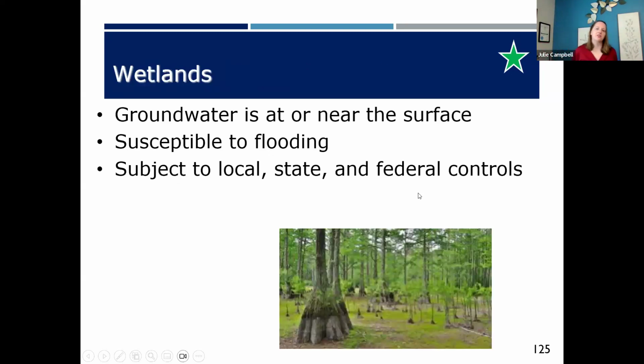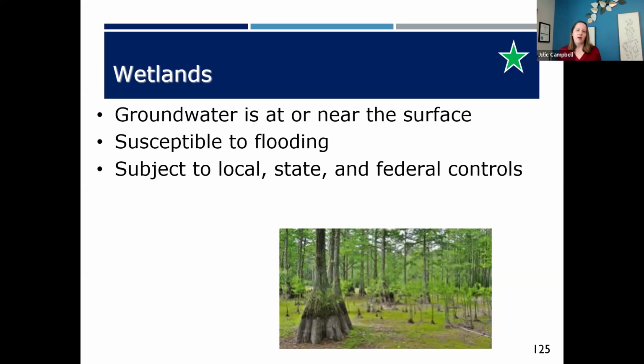Another government regulation is our wetlands. Any of you folks down east probably deal more with wetlands than what we do here in the Triad, or even you guys up in the mountains. So with wetlands, your groundwater is at or near the surface. You don't need much rain to start seeing puddling. It's going to flood often. And these things are heavily regulated.